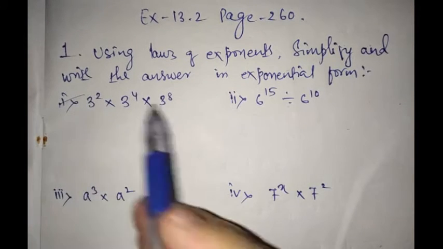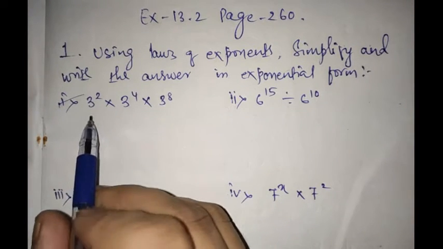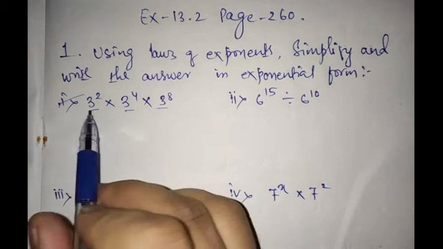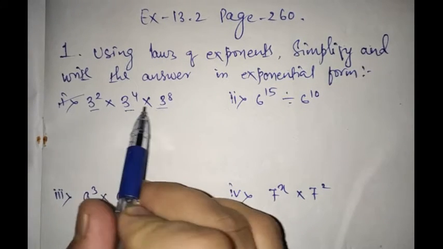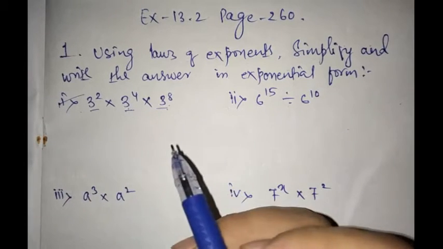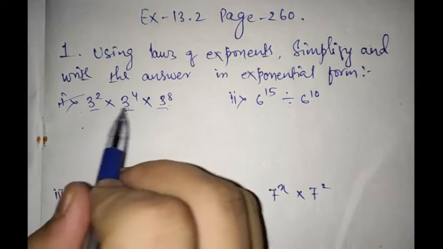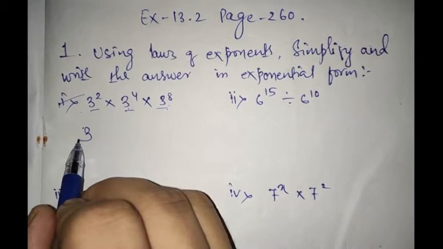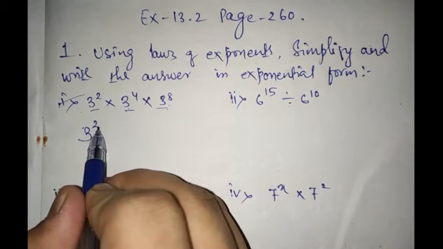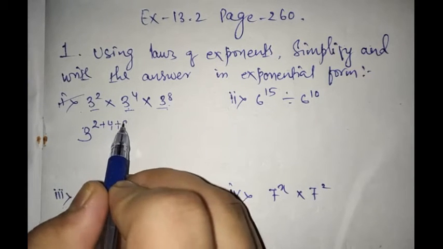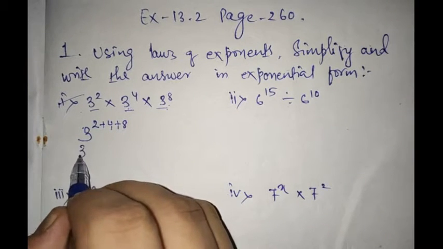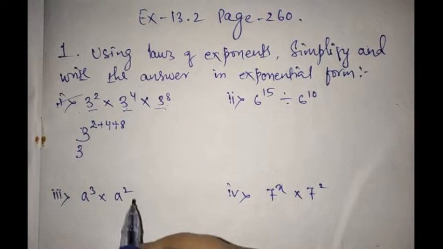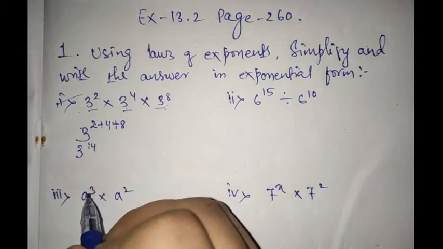Okay, so the first part of the question is 3 square, 3 to the power 4 and 3 to the power 8. You just see you have the same base in every power, right? In every term there is the same base, so you may write one base like this, and you will add the exponents 2 plus 4 plus 8. So you will write 3, 2 plus 4 is 6 and 6 plus 8 is 14, right? So you'll write 3 to the power 14.